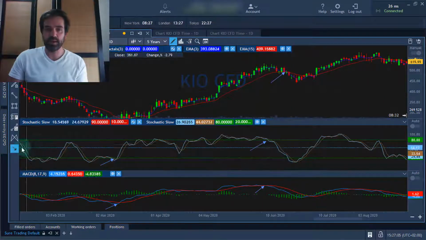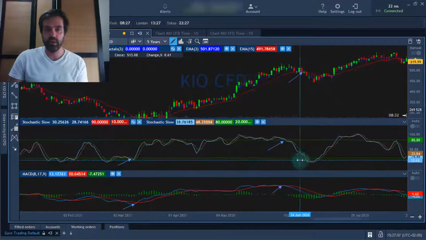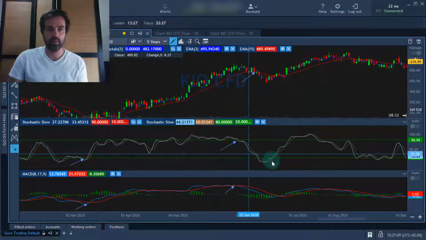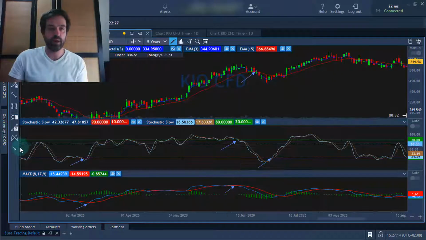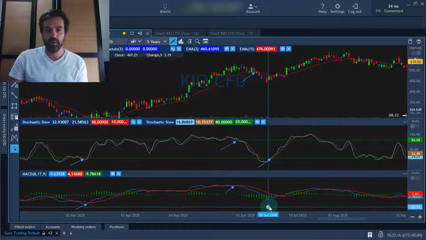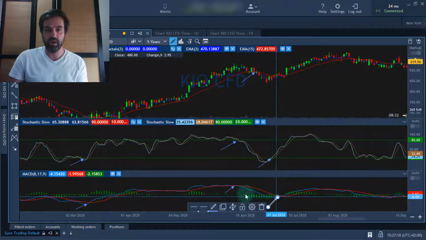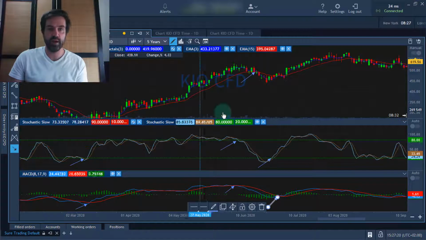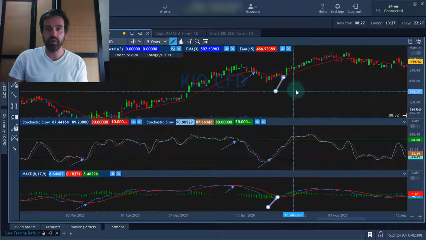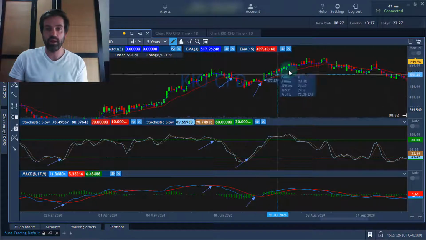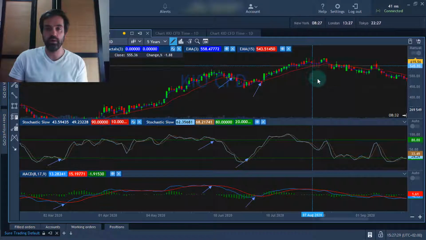which you could have seen by the stochastic, which turned up over there, followed by the MACD, which turned up over there, and finally the exponential moving averages, which turned up over there, and you had a nice bull run over there.